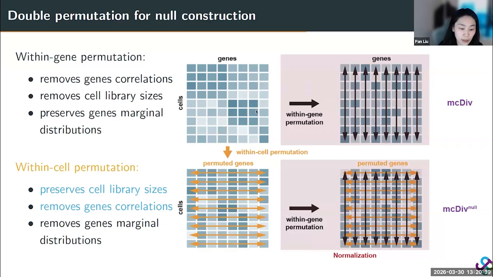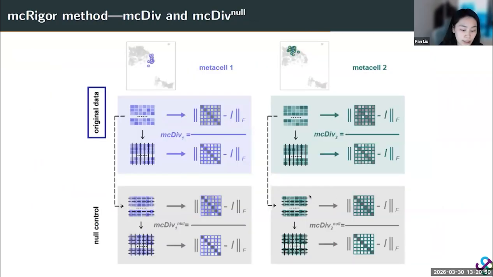That is, we obtain our statistic MCDIV from the top row and the corresponding null statistic, MCDIV null, from the bottom row. Right, so here is exactly how we compute these MCDIV and MCDIV nulls. Specifically, we compute a pair of MCDIV and MCDIV null for each metacell. And here we use two metacells for illustration. One is this purple trustworthy metacell, and the other one is this green dubious metacell.